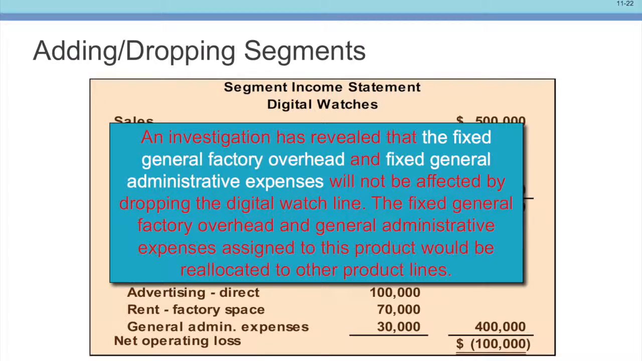If we look a little differently at it, an investigation has revealed that the fixed general factory overhead and the fixed general administrative expenses will not be affected by dropping the digital watch line. In fact, they will continue. So that is common fixed expenses, not directly traceable to this product line. That changes how much the division is actually doing.